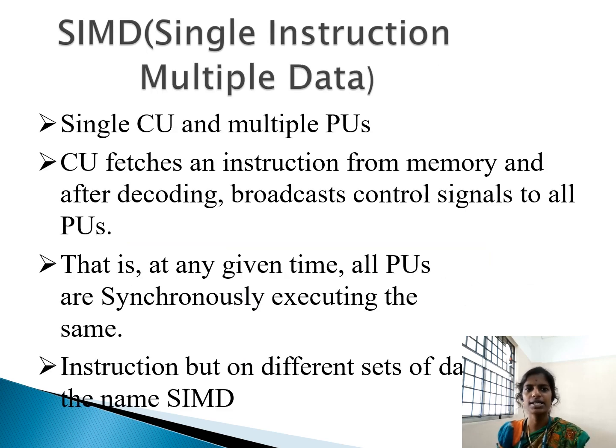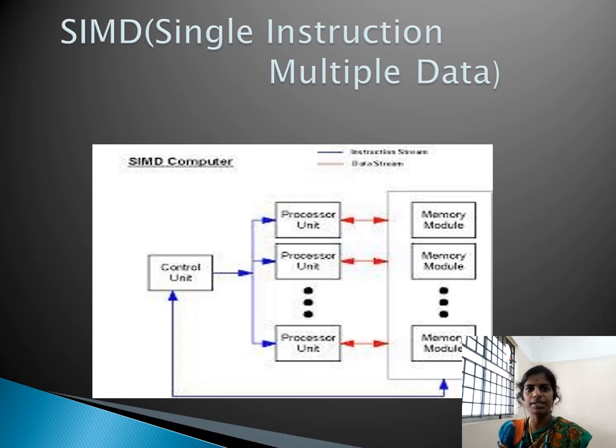The second one is single instruction stream and multiple data stream. Here we have only one control unit and multiple processor units. The control unit will fetch the instruction from the memory, decode the instruction, and the decoded instruction will be sent to the processing units, where the data are going to be processed. We see this with an example, a diagrammatical representation. So this is the diagrammatical representation of SIMD.